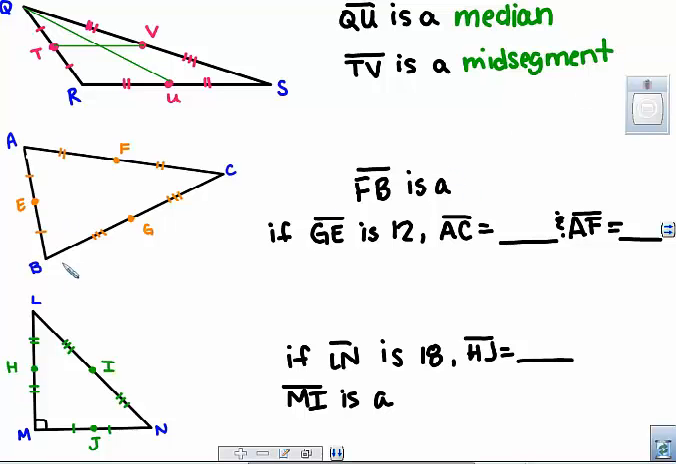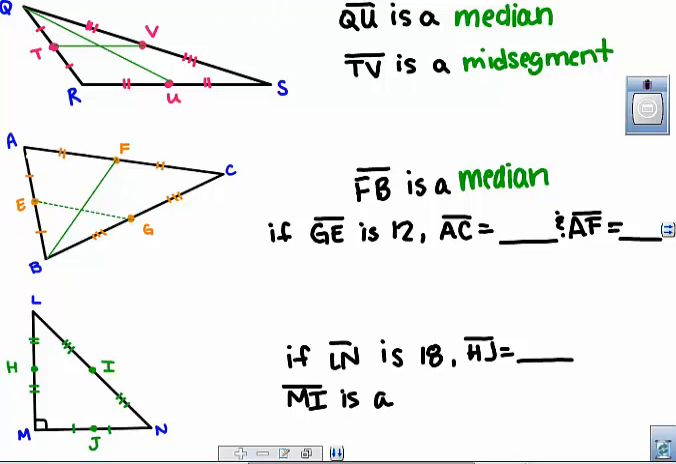Here we have an acute triangle ABC with E, F, and G marked as the midpoints. They ask, what is FB? If we look from F to B, B is a vertex and F is the midpoint on the opposite side, so again that would be a median. Now let's look at GE. That is a mid-segment, midpoint to midpoint.